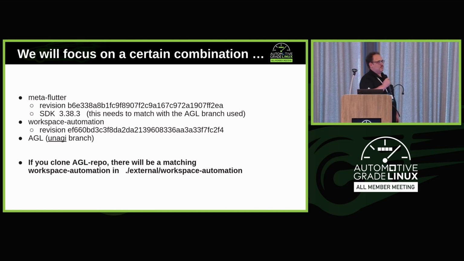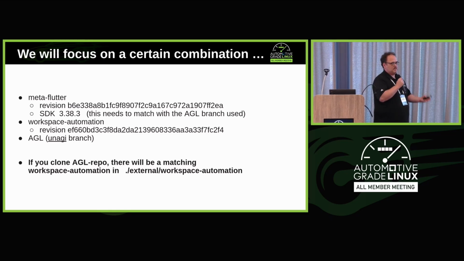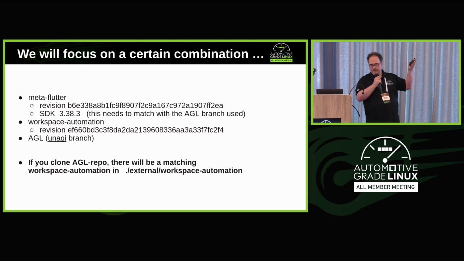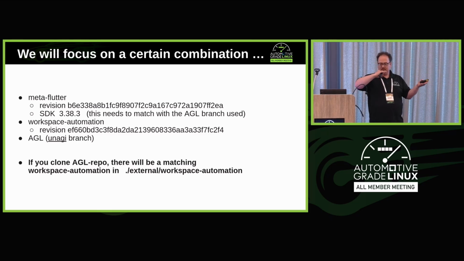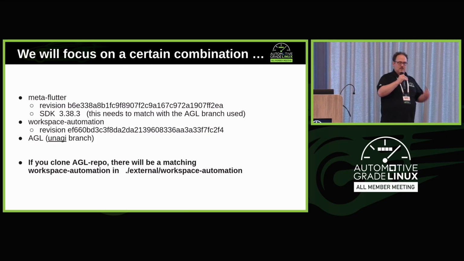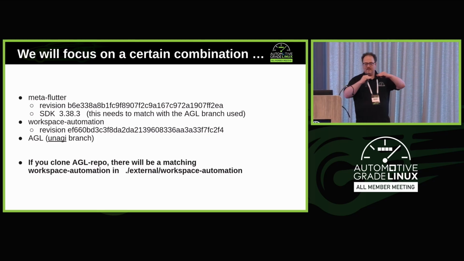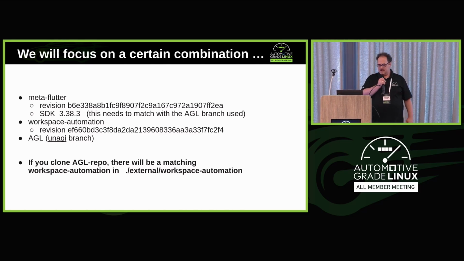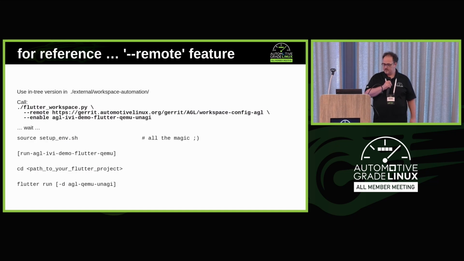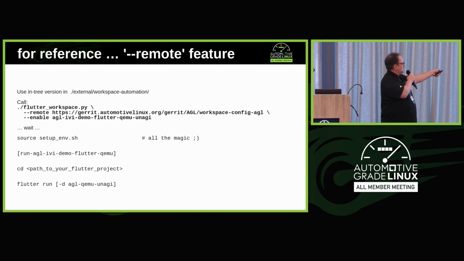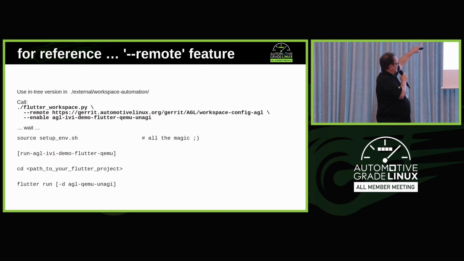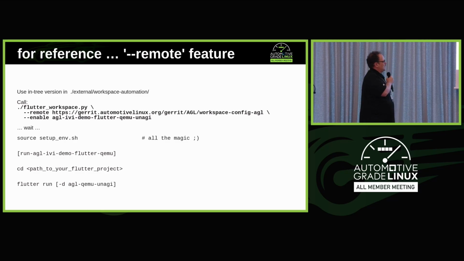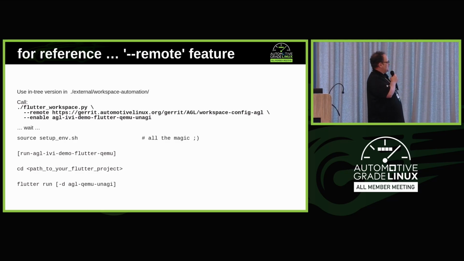We have a little chicken and egg problem, especially synchronizing Meta Flutter releases and AGL releases. So especially when there's an upref in Meta Flutter, right? To match this up, we now have our own configuration templates where we can define the version that AGL is on. And that's what you see here. You see this Flutter workspace call. So we ship a workspace automation as part of the AGL tree. You find it in external workspace automation.